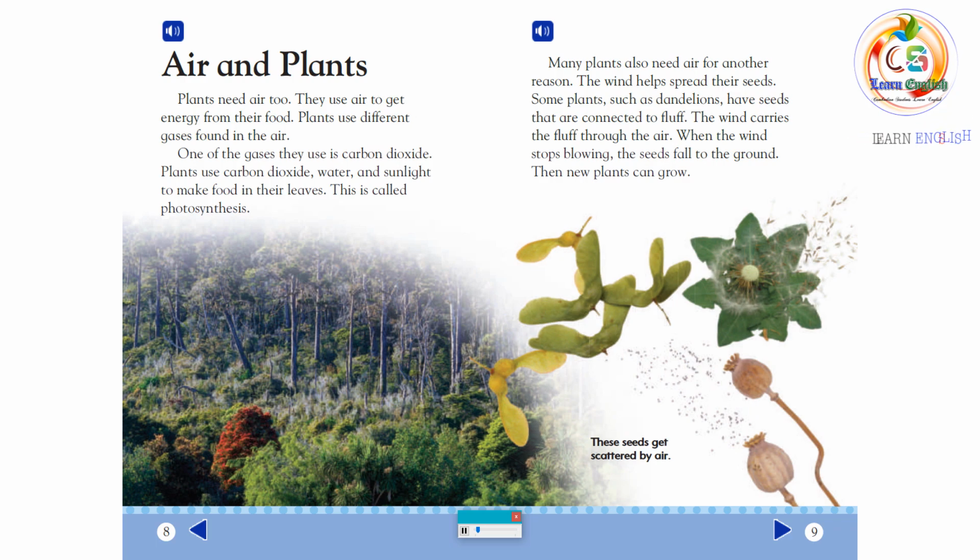Air and plants. Plants need air too. They use air to get energy from their food. Plants use different gases found in the air. One of the gases they use is carbon dioxide. Plants use carbon dioxide, water, and sunlight to make food in their leaves. This is called photosynthesis.